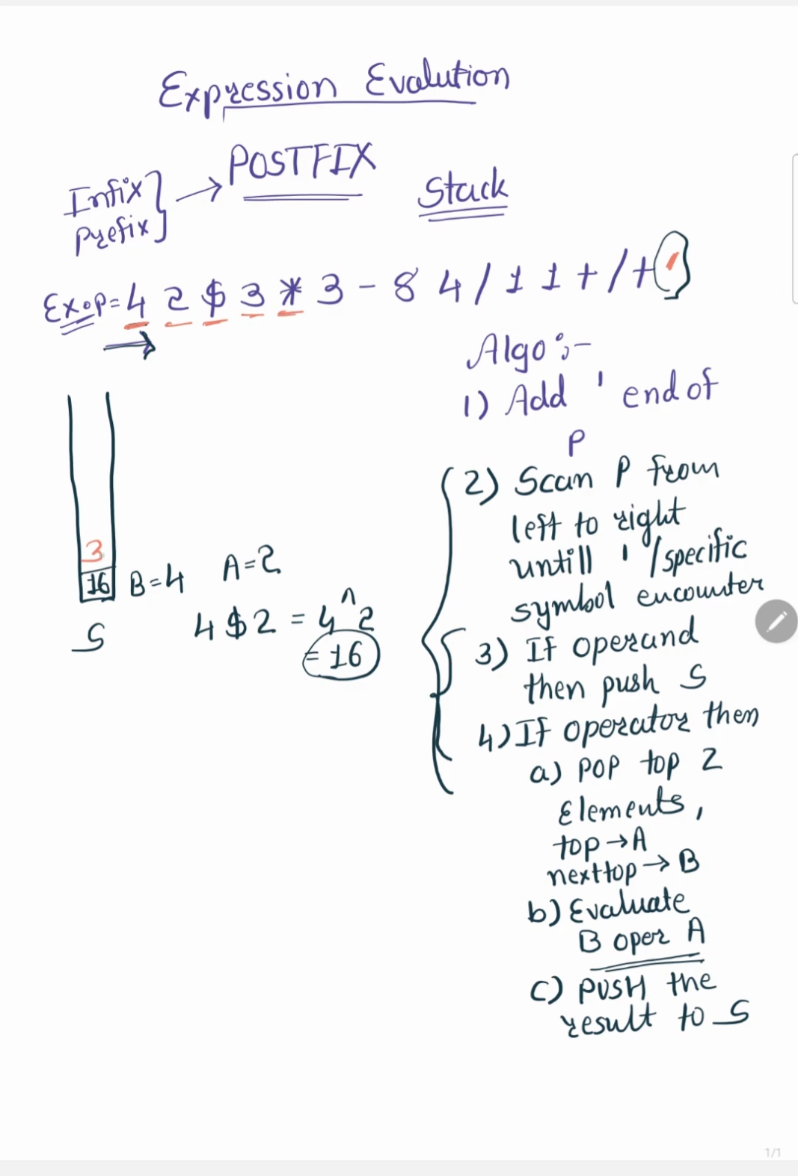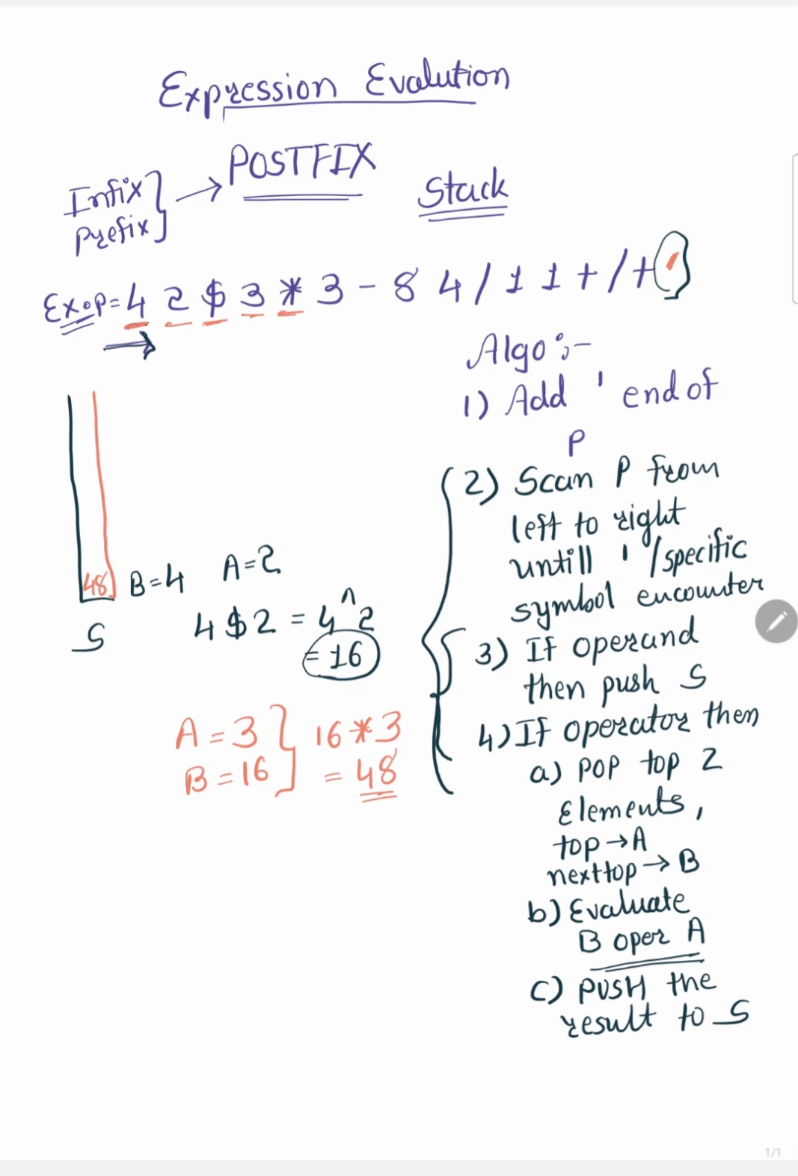So star, that means what, I need to pop this element, right? Pop these 2 elements, so I'm popping out this 3, that would become my A, right? And I'm popping out the 16, right? So the 16 will become my B. I need to perform B operator A, that's 16 multiplied by 3, so that's 48. So I'm pushing this 48 over here, right?